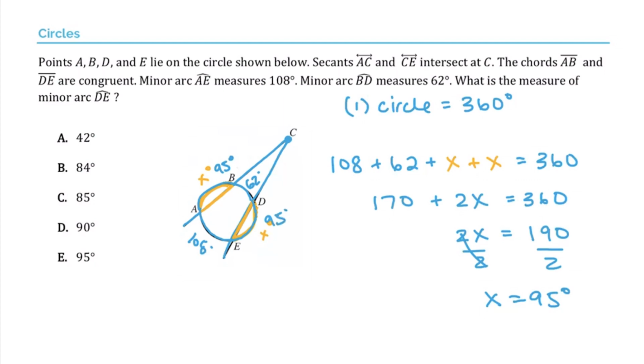So what is our question? Our question is asking us, what is the measure of minor arc DE? So it's asking us for those degrees right there, which we just figured out: 95 degrees. So our answer is E.